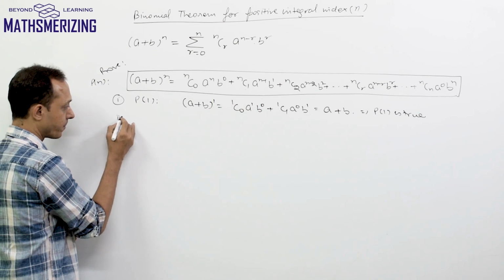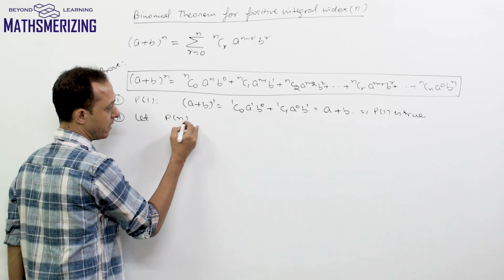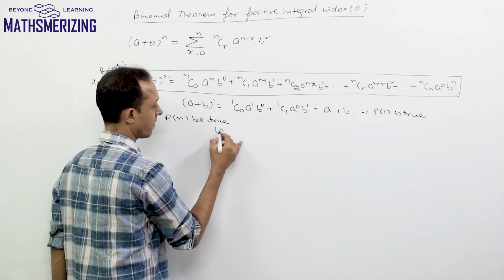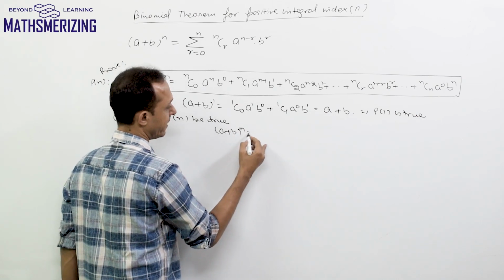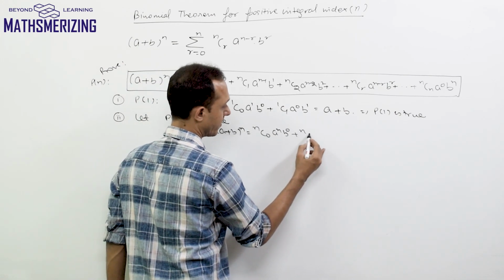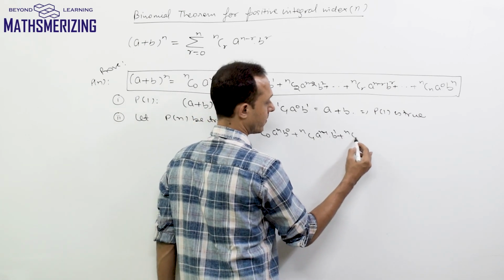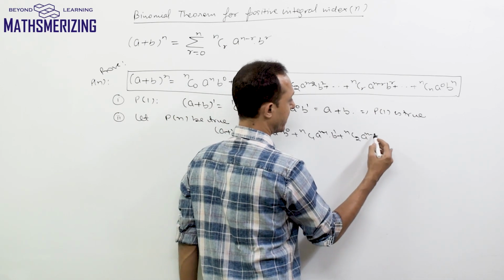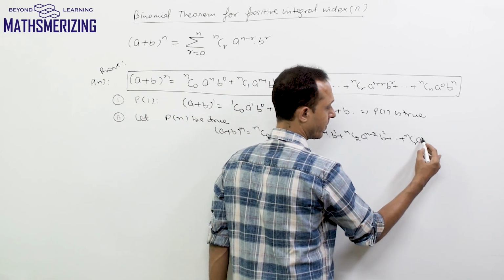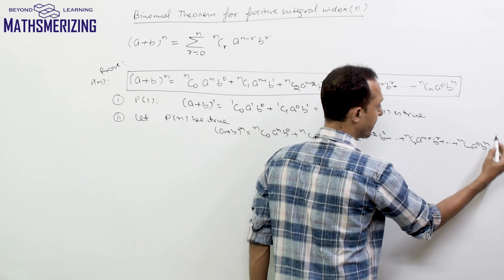Now for the second step, I will let Pn be true. So I'll simply assume that (a + b)^n is nC0 a^n b^0 + nC1 a^(n-1) b^1 + nC2 a^(n-2) b^2 + ... + nCr a^(n-r) b^r + ... + nCn a^0 b^n.